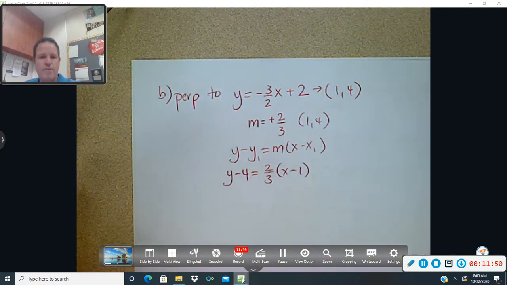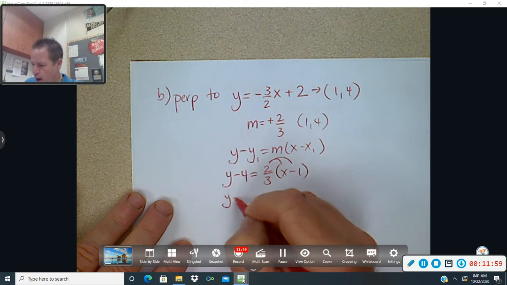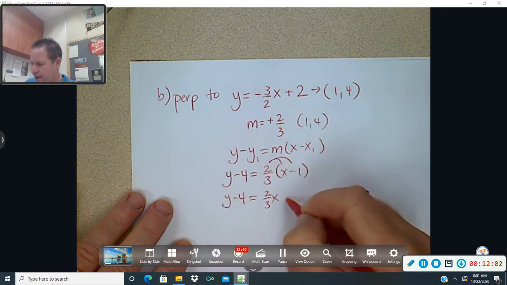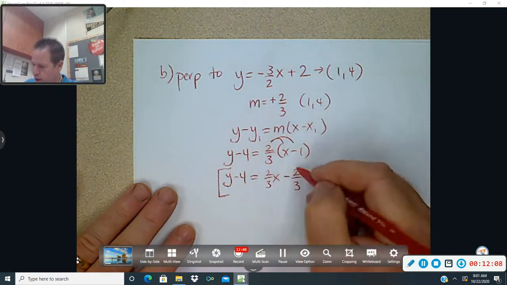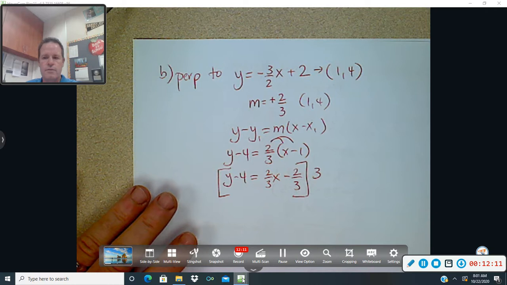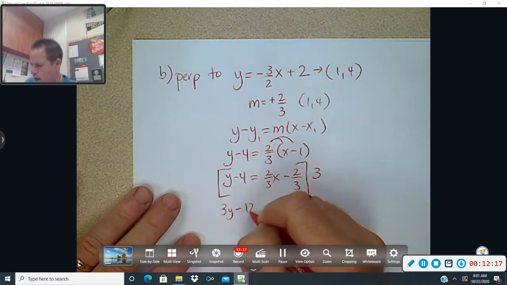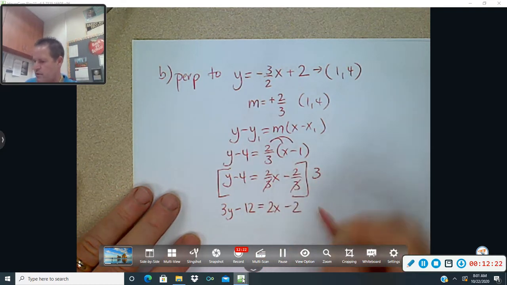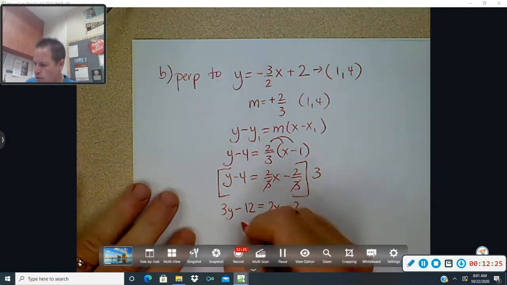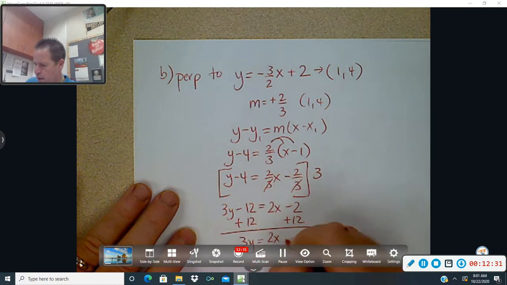If I ask you to put it in point slope form, that's the least amount of work. So you're pretty happy about that, I'm sure. Now to get the other forms, there's some work though. Okay, so we need to distribute. So we're going to have y minus 4 equals 2/3 x minus 2/3. You want to get rid of those fractions. The common denominator here is 3. So multiply every part by 3. And if you do that, you're going to have 3y minus 12 equals, the 3's are going to cancel, 2x. The 3's are going to cancel, minus 2. Add the 12 to the other side. And you're going to have 3y equals 2x plus 10.